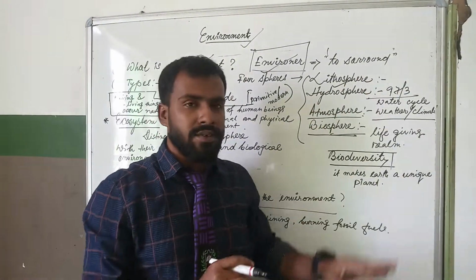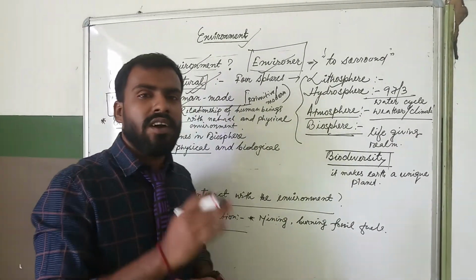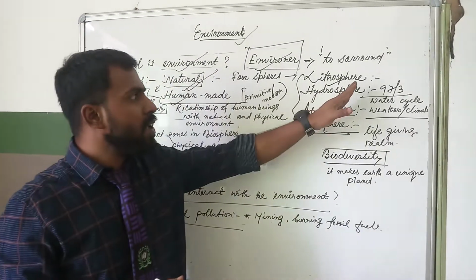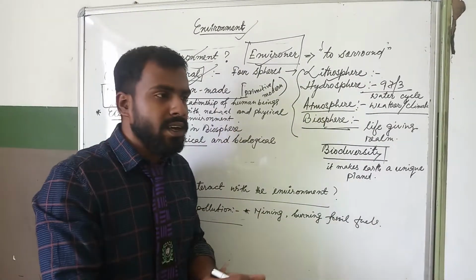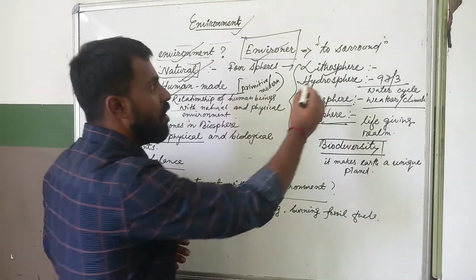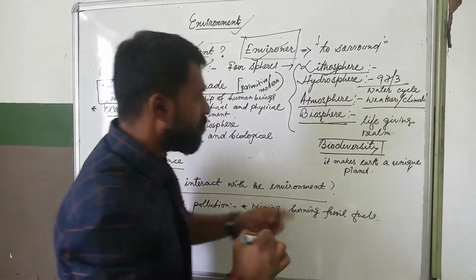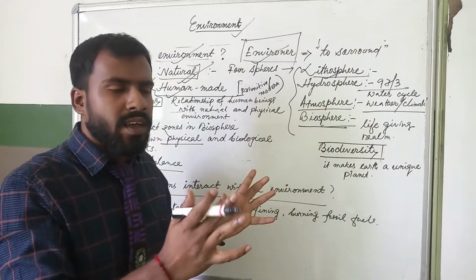First, lithosphere. What is lithosphere? The outermost layer of the earth is called lithosphere. The word lithosphere also means rocky crust. That means the solid part of the earth, the outer layer of the earth, is called lithosphere. It is very important and it is of many kinds.